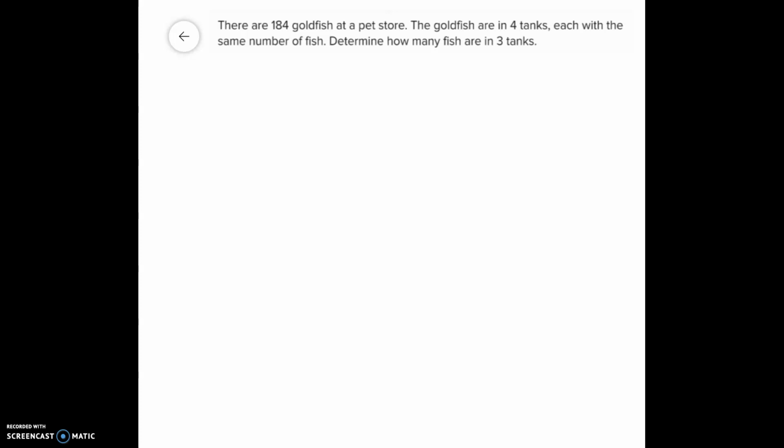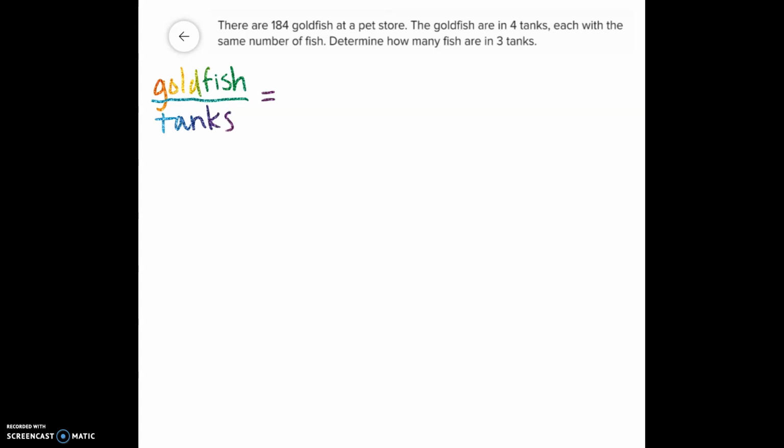So the first thing that we're going to do is identify what are the 2 things that we are comparing. And so I know that I have some number of goldfish and they are in tanks. So I'm comparing goldfish to tanks.